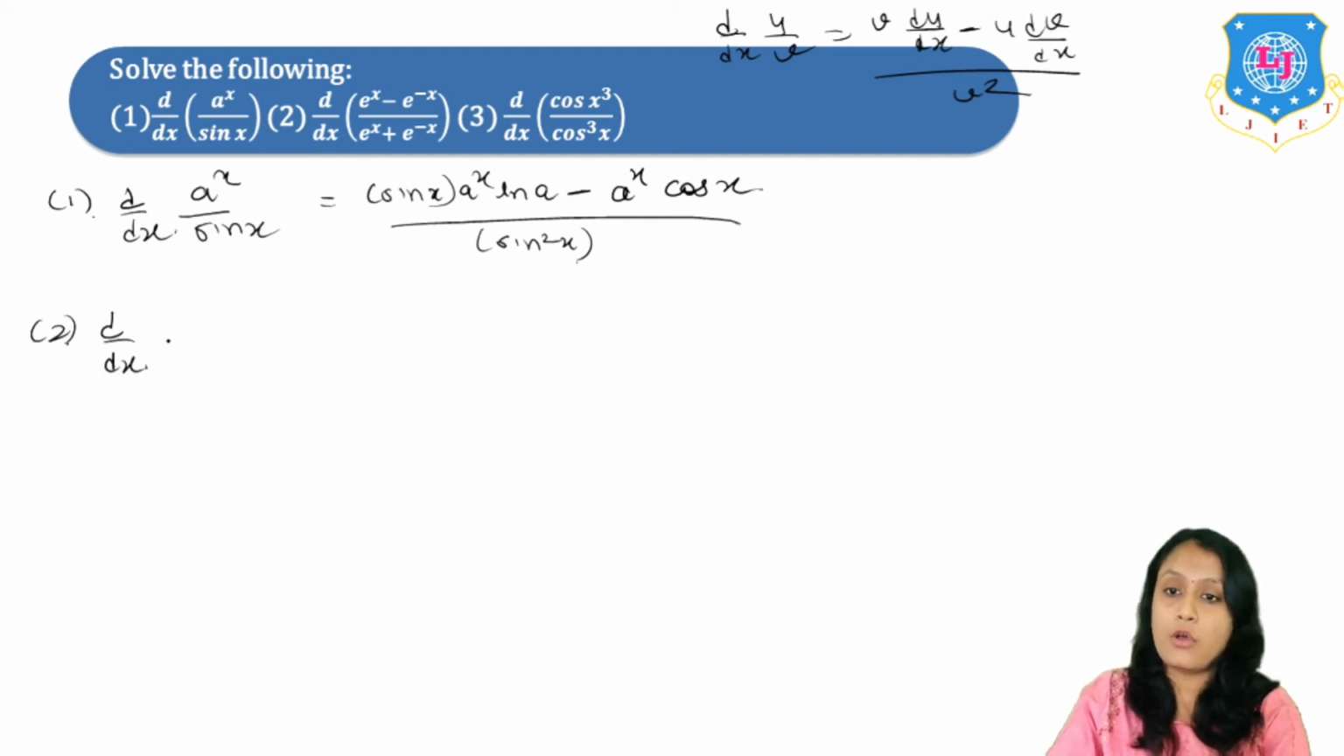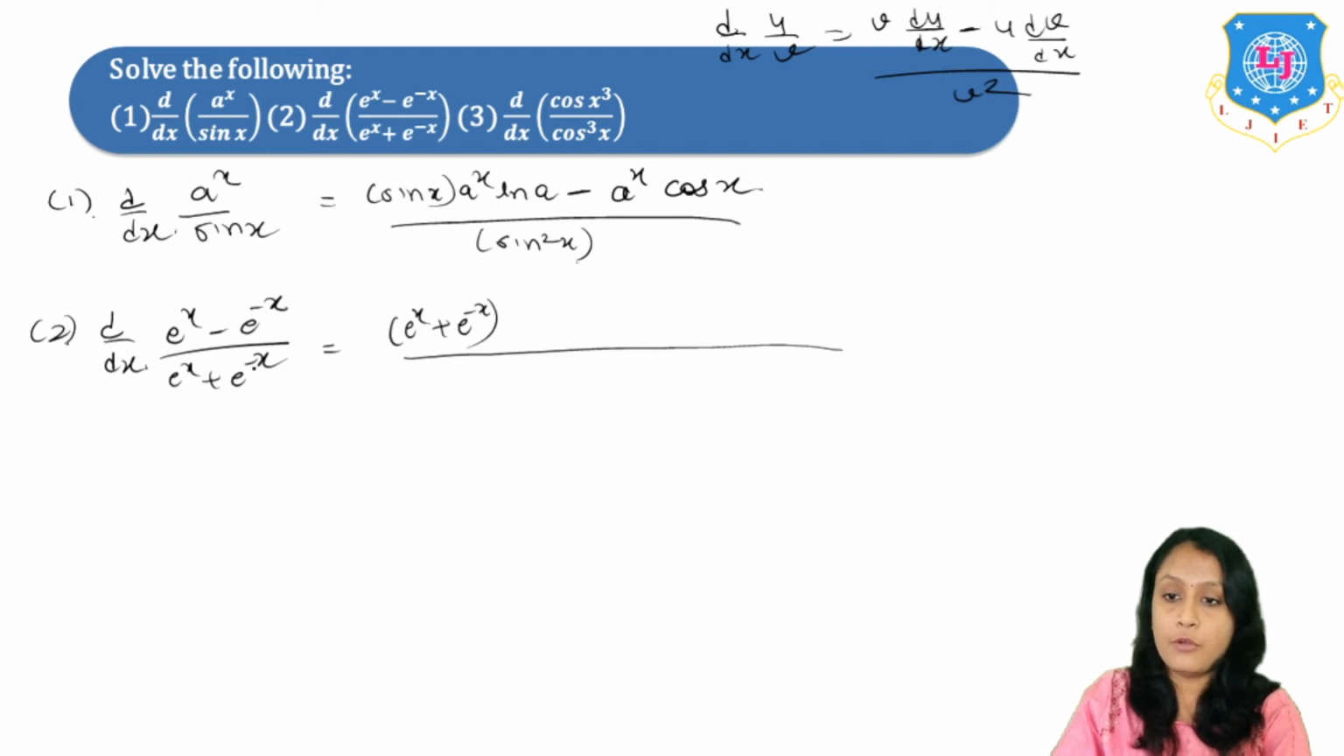Now let's move to the next example. d by dx of e raised to x minus e raised to minus x upon e raised to x plus e raised to minus x. So again, denominator as it is. Derivative of numerator, so it will give you e raised to x. Now the derivative of this term, e raised to minus x, will give you minus e raised to minus x, which will become plus e raised to minus x. Minus, now numerator as it is, meaning e raised to x minus e raised to minus x as it is. Derivative of denominator will give you e raised to x minus e raised to minus x, upon denominator square.